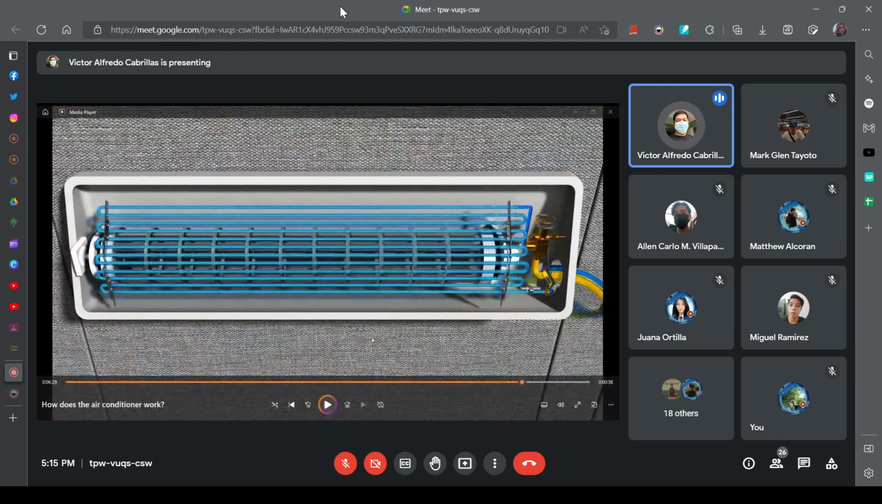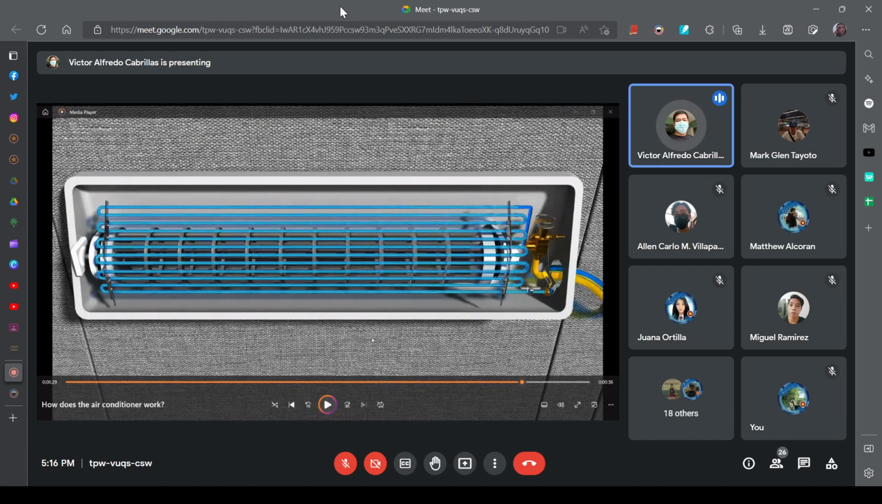So to prevent overcooling or pagyeyelo, pagka nagyeyelo ang evaporator nyo, papatayin nyo lang, ilalagay nyo lang siya sa fan. Okay? Fan. Huwag nyo papaandar, huwag nyo ilalagay sa low cool or high cool or medium cool. Kasi pagka nandun sa setting na yon, umaandar ang compressor, yung refrigerant continuous na iikot sa system.